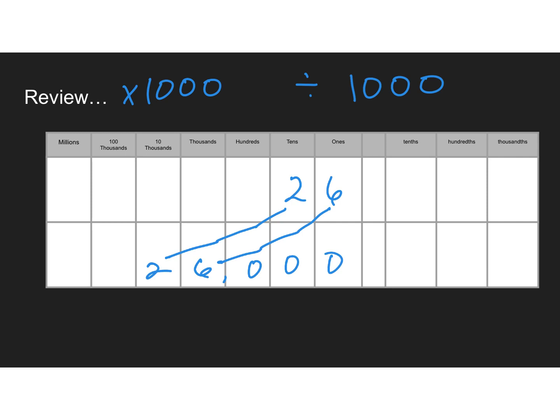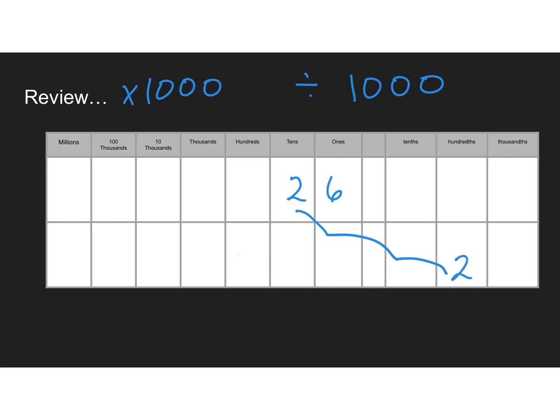So now I'm going to erase this bottom part, and we're going to do division. So dividing by 1000, divide by 10, divide by 10, divide by 10. Divide by 10, divide by 10, divide by 10, and we have to put a 0 here. So our answer is 26 thousandths.